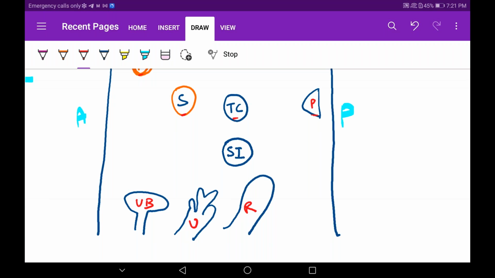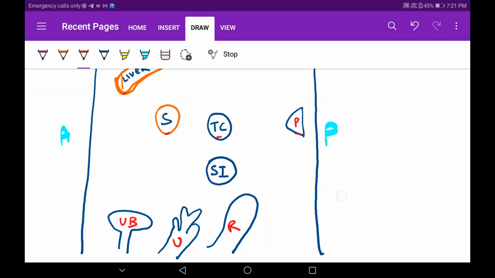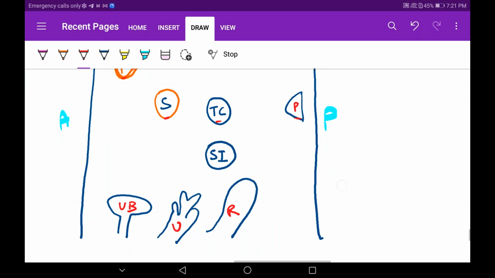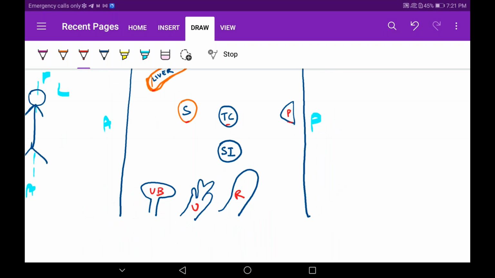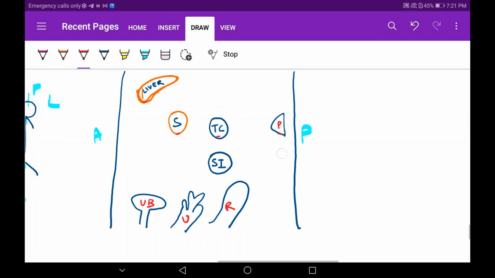Yes. Now, everybody focus over here. Why am I drawing all these diagrams? Why is he drawing all this? Yes, because you have to differentiate what layer of parietal peritoneum is present where and which visceral peritoneum is present where. Okay. Now focus very closely over here.